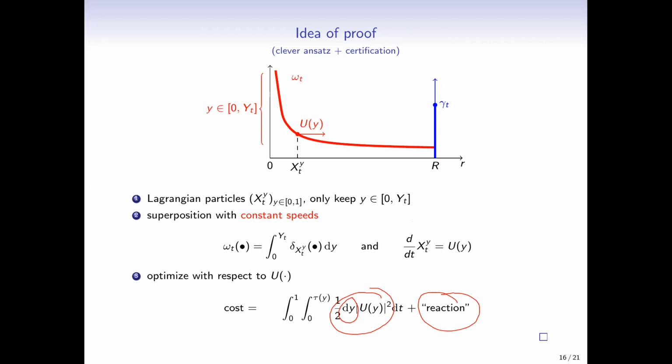And then you just minimize this. It's a simple exercise in the calculus of variations. You minimize this with respect to the function u(y), and this allows you to guess what the ansatz is. Then you can reconstruct everything. So you can reconstruct omega, the velocity fields, the reaction rate. You can reconstruct all the variables, and you check that the ansatz you get is actually optimal, right?